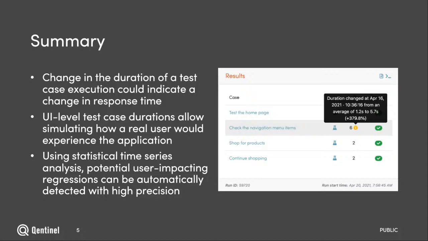In summary, the test case duration change detection feature can be utilized in regression test suites for detecting changes in the response times of applications. Using the information obtained from detecting such changes, potential user-impacting response time regressions can be detected and in the best case even prevented from reaching production environments. The statistical time series analysis-based change point detection in Pace enables high detection precision with minimal to no manual work required by humans. Thank you for watching.